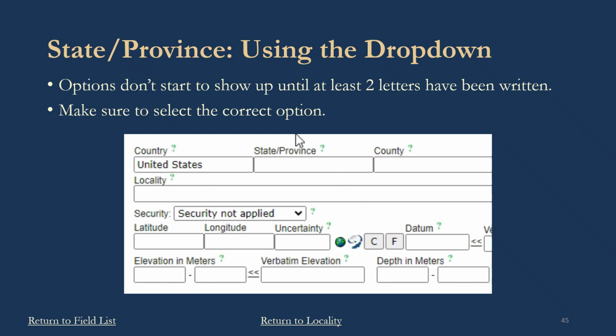State works exactly the same as country, so I put one letter, nothing shows up. I start typing, and then you can select.